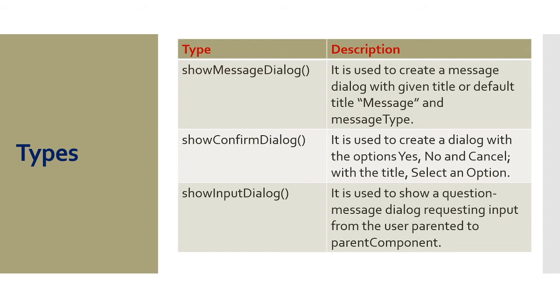The third type of dialog box in JOptionPane is the input dialog, which can be invoked using the showInputDialog method. It is used to show a question message dialog, basically to request input from the user, with a parent component. It will provide a small text field wherein the user will enter a value into the input dialog box.